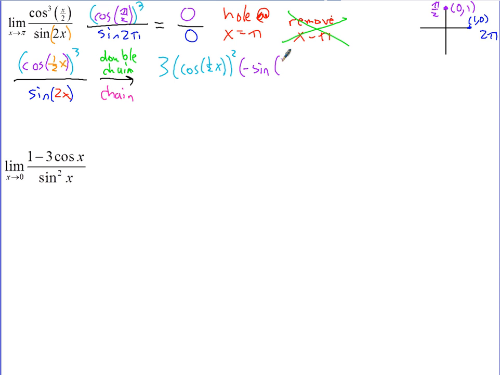The function side 1/2 x stays the same. And then finally multiply by the derivative of 1/2 x, which is 1/2. Divided by the derivative of the denominator, just the single chain rule, derivative of sine is cosine, 2x stays inside there. And then times the derivative of the function side, derivative of 2x is 2.